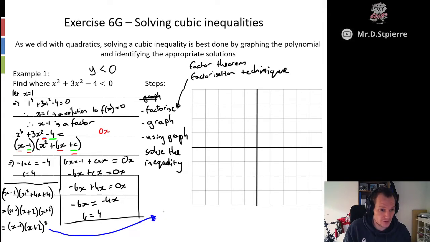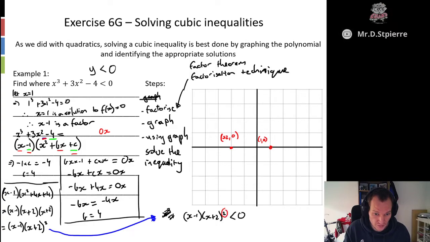We have x cubed, we can say x minus 1, x plus 2 all squared is less than 0. Now this is a repeated root cubic, so let's plot this. So we get x minus 1, so that's going to give us an intercept at x equals 1. So we get 1, 0, and we have another repeated root at negative 2, 0. It's a repeated root because of that one there.